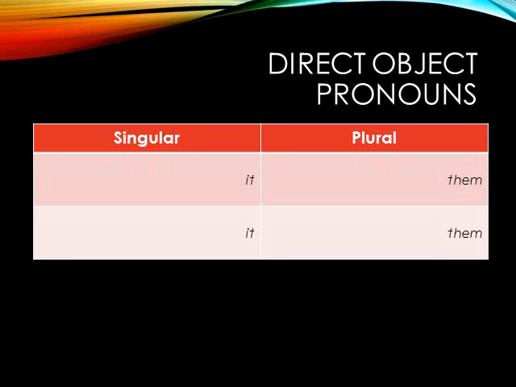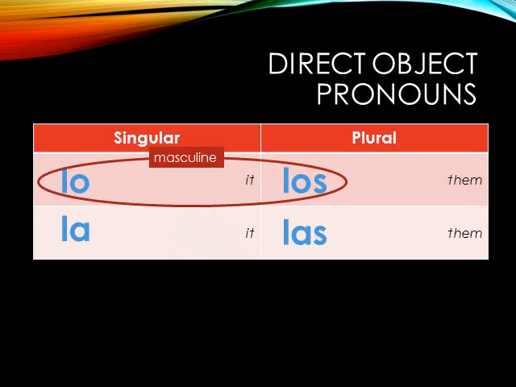All right, so to review the direct object pronouns, our first is lo, and then we have la, and those both mean it. Then we have los for them, and las for them. Remember, lo and los are masculine, and la and las are feminine.